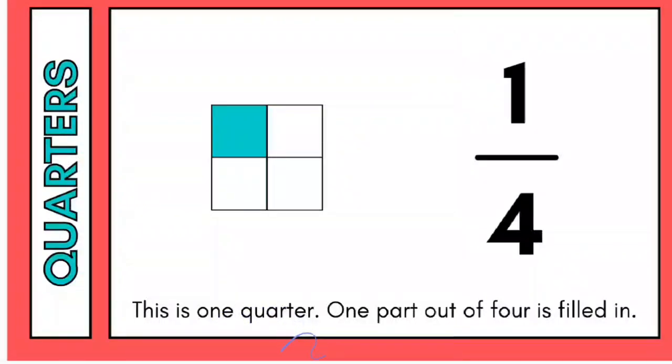This is 1/4. One part out of 4 is filled. See, this one is whole and 1, 2, 3, 4. This is divided into 4 equal parts and 1 is filled. So how will we show this? 1/4. One part out of these 4 is filled. So equal to 1/4.